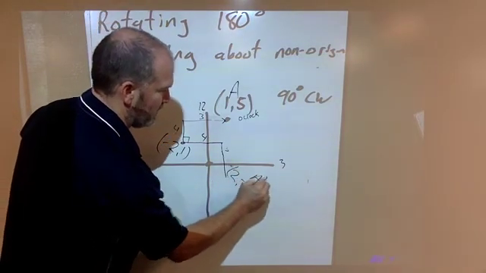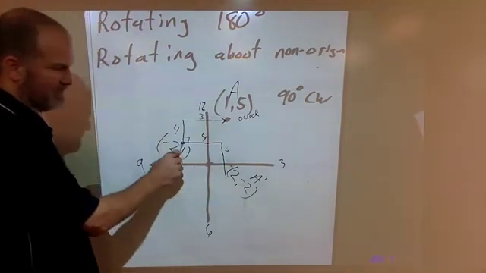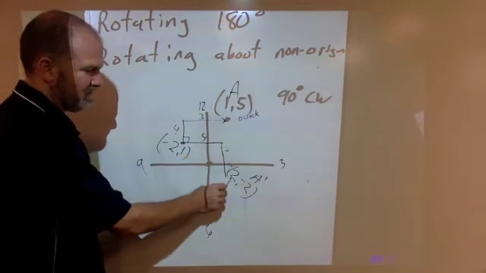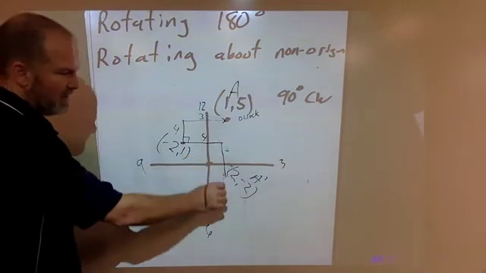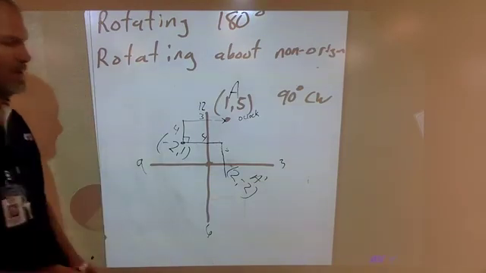That would be our A prime in this one. 2, -2. Over 4 spaces from the center, which is at -2. So over 4 spaces from -2 gets us to +2. And down 3 spaces from 1 gets us to -2. 1 minus 3 is -2. So that's our new point.